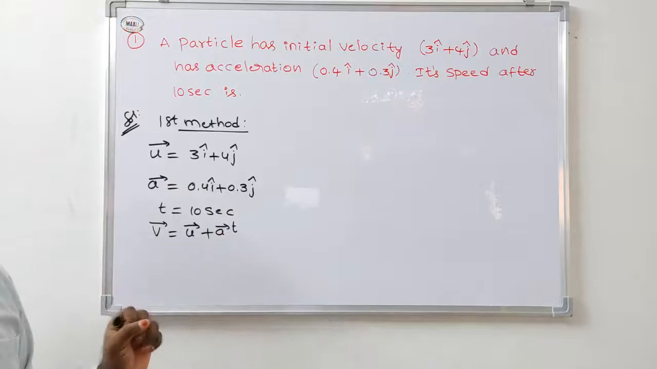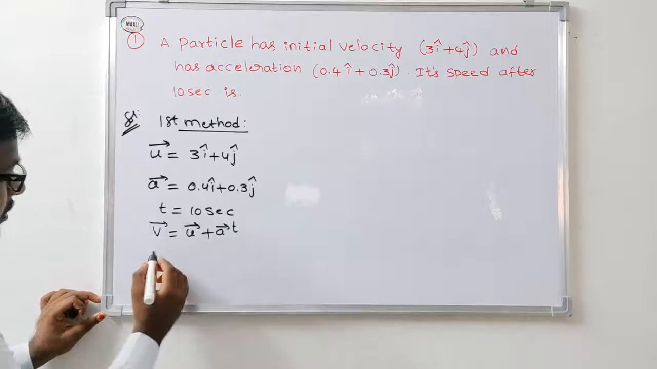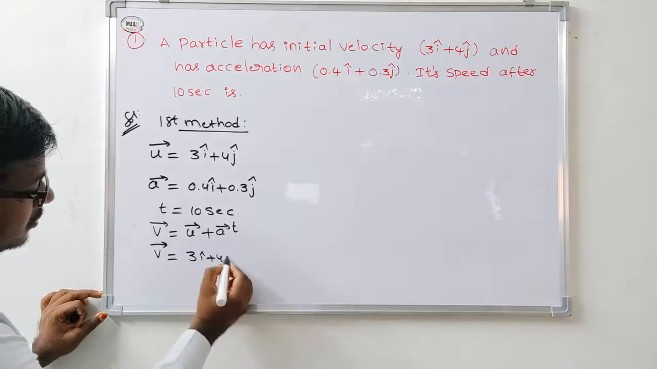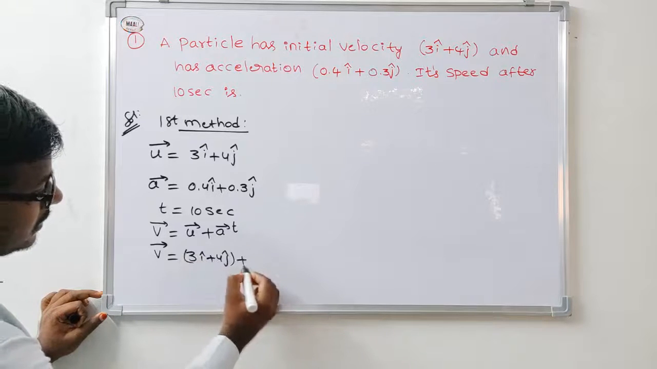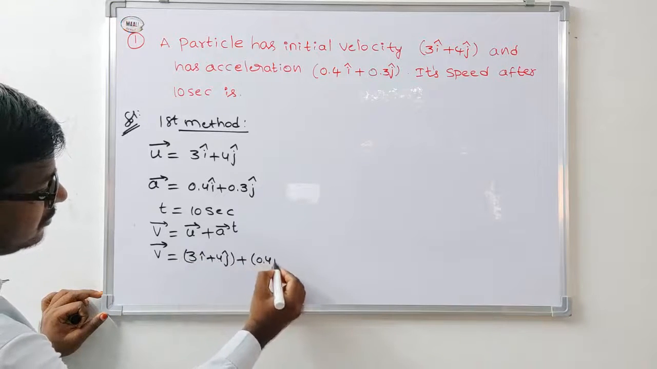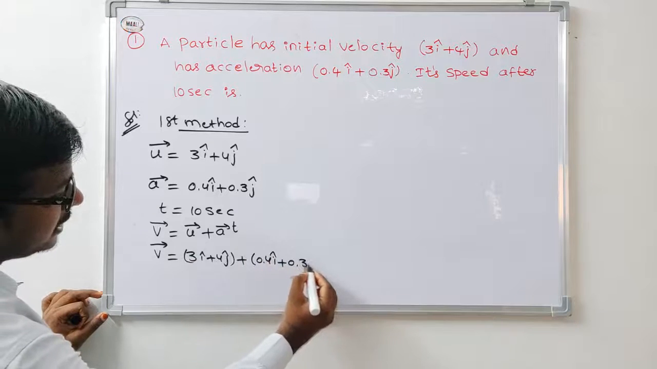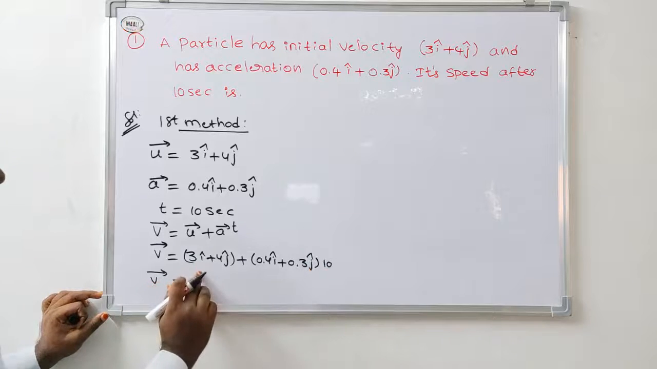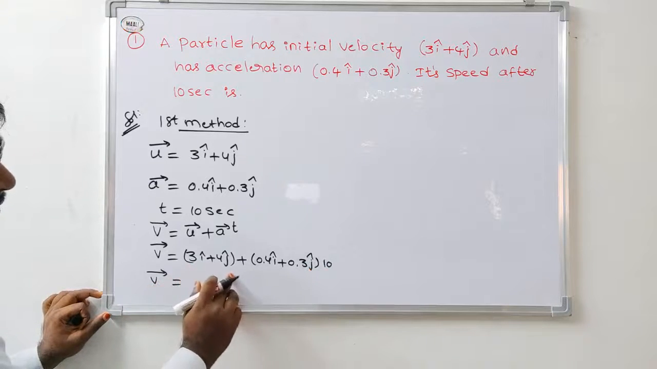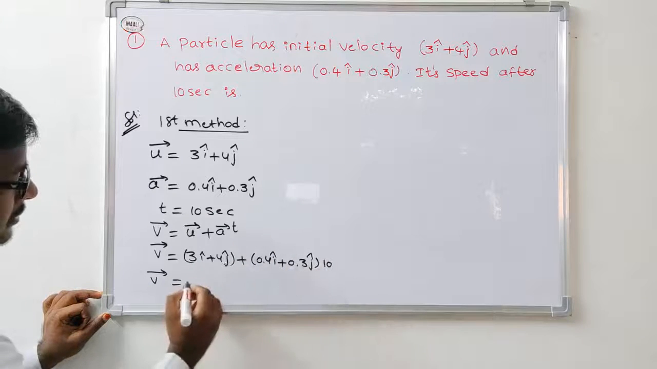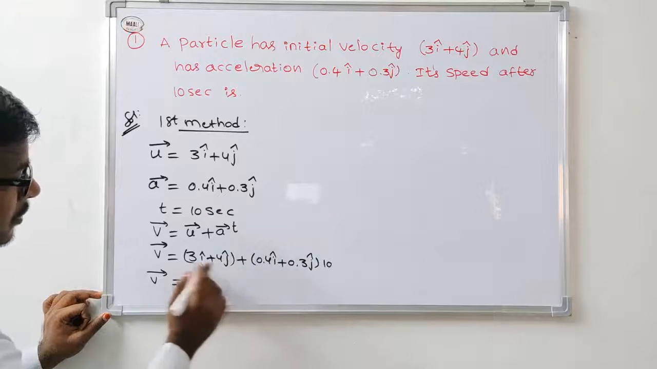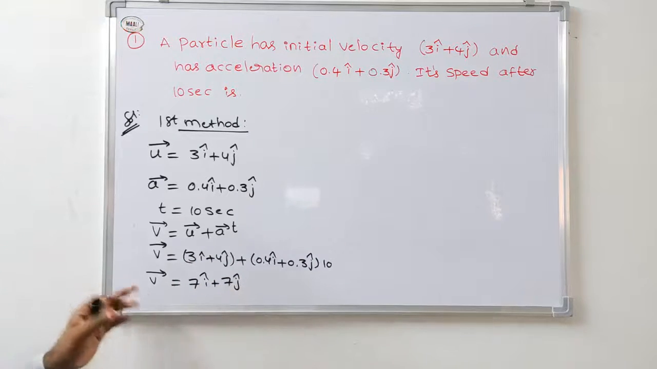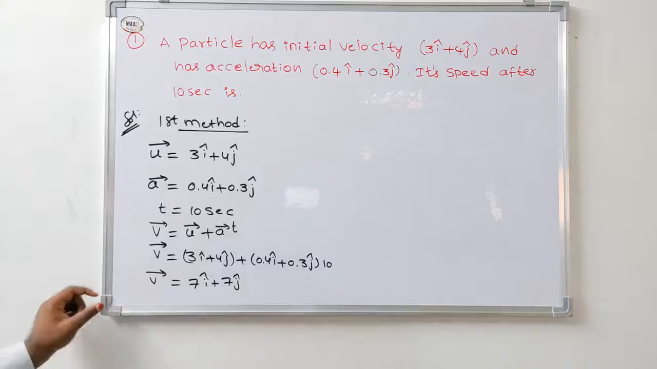The above values are substituted in the kinematic first equation. V bar is equal to 3 i cap plus 4 j cap plus 0.4 i cap plus 0.3 j cap into 10. Then v bar is equal to 3 i plus 4 j plus 0.4 into 10, that is 4 plus 3, 7 i plus 7 j cap. So this is the velocity.